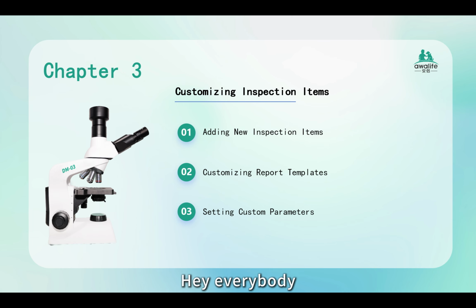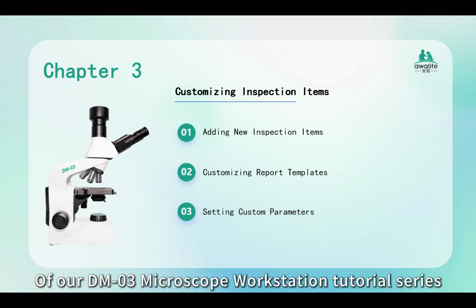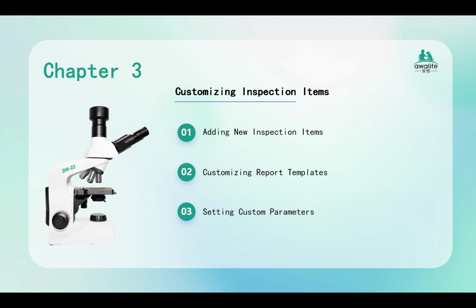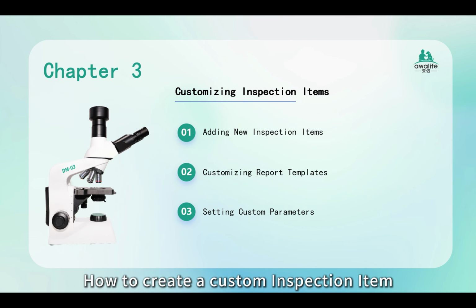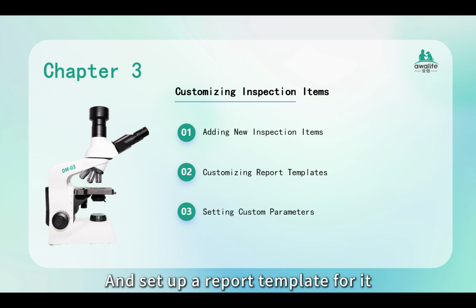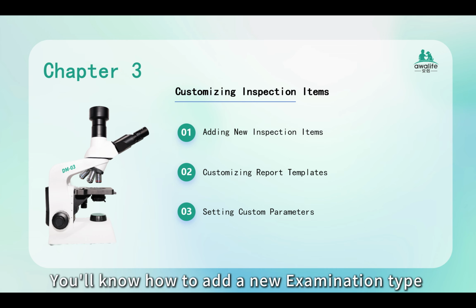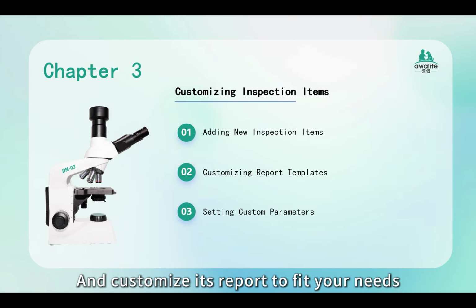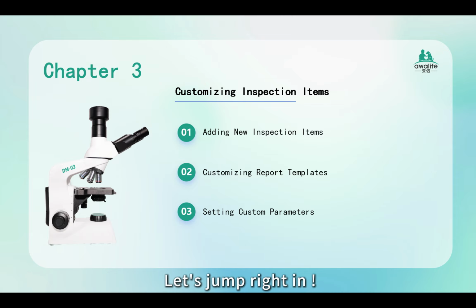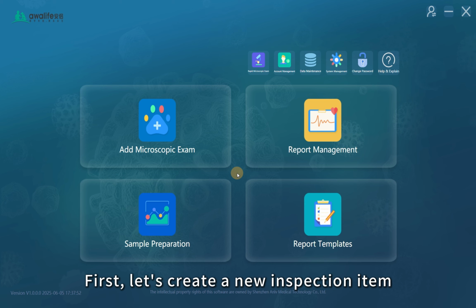Hey everybody, welcome back to Chapter 3 of our DM-03 Microscope Workstation tutorial series. In this video, we are going to show you how to create a custom inspection item and set up a report template for it. By the end, you will know how to add a new examination type and customize its report to fit your needs. Let's jump right in. First, let's create a new inspection item.